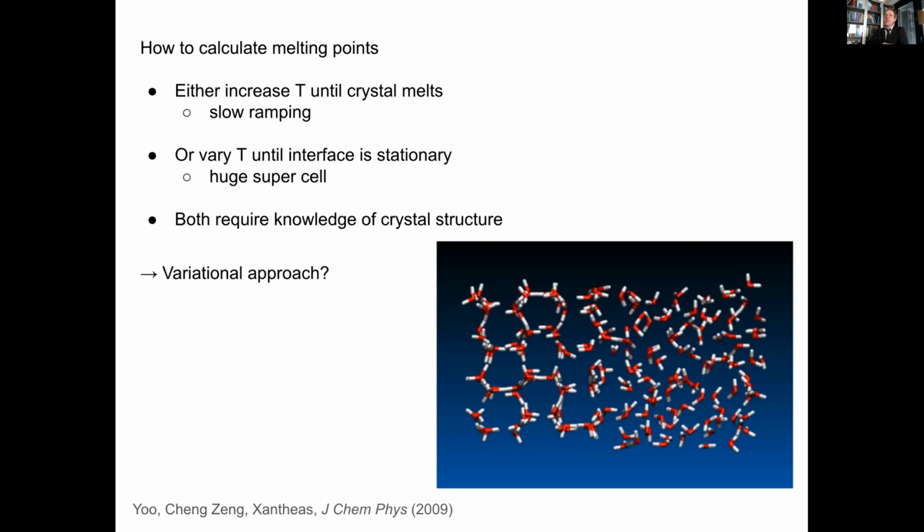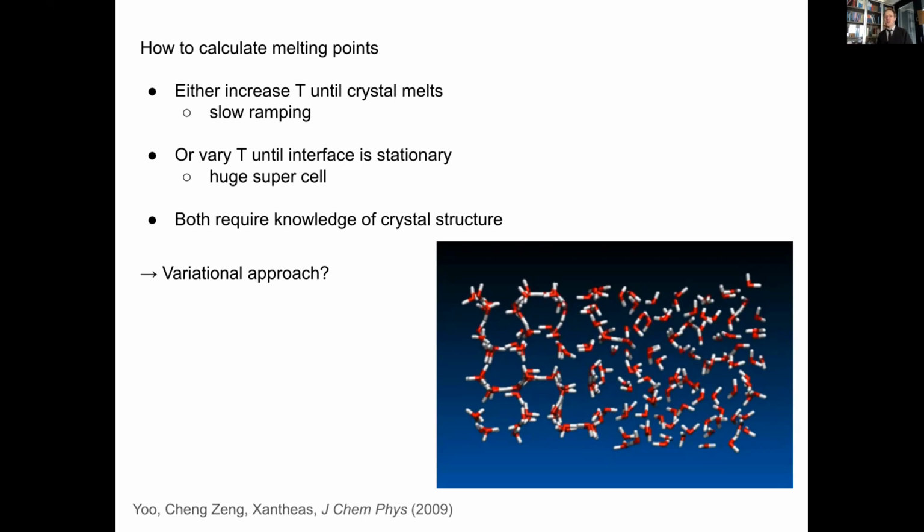Now, the temperature at which the boundary does not move, that's your melting point. Right? That's when the two phases are in equilibrium. By definition, it means the free energies of the two phases are the same. So that's the temperature at which your system would melt.